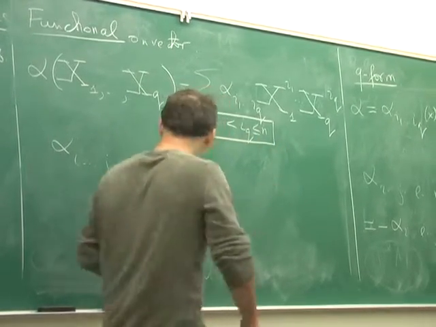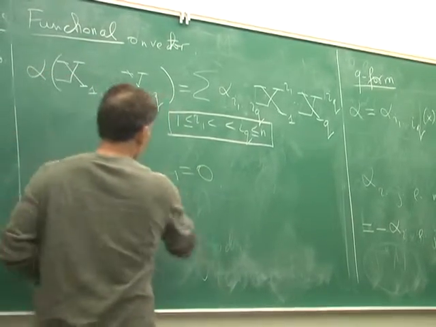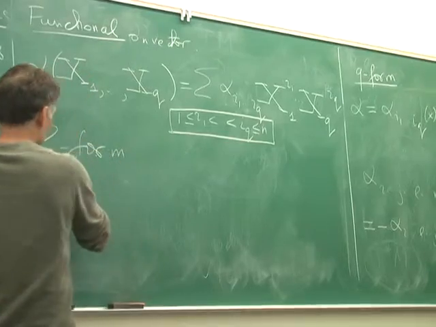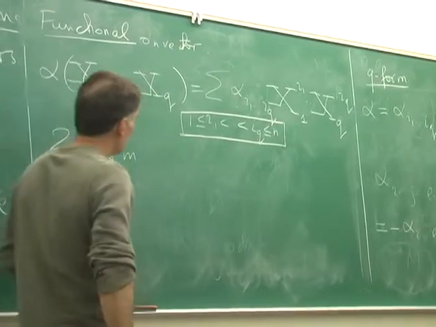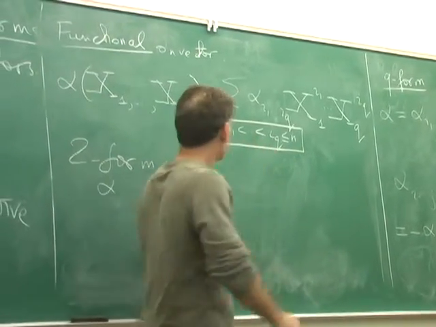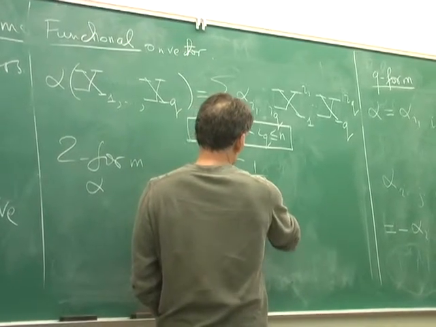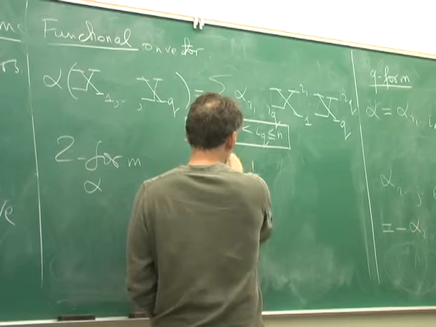Is that clear? Well, let me give you an example. Let's say you have two forms. So should there be a factorial in there? Well, if you don't have that restriction, then you would get 1 over Q factorial.